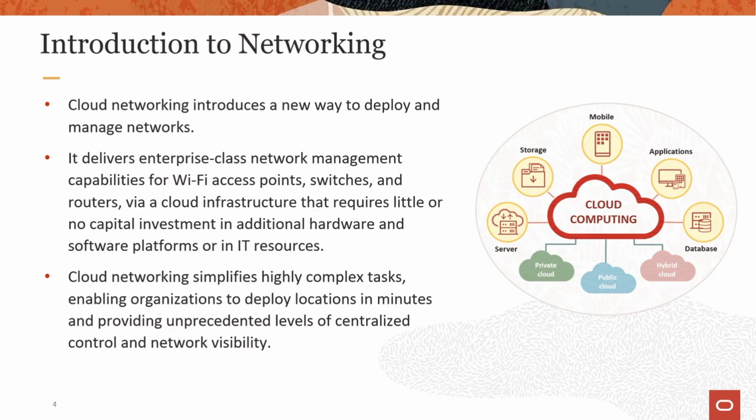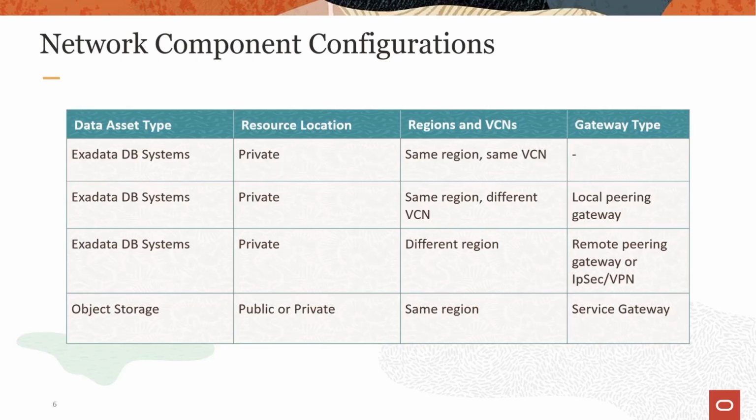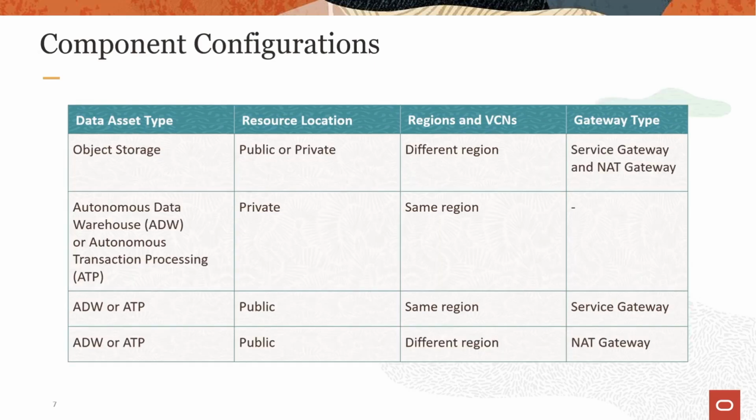It resides in a single Oracle Cloud Infrastructure region and covers a single contiguous IPv4 CIDR block of the choice. You define subdivisions in a VCN. Subnets contain virtual network interface cards which attach to instances. This slide lists the network component configurations based on the source and target data assets using the data integration service. This slide is the continuation of the previous slide.